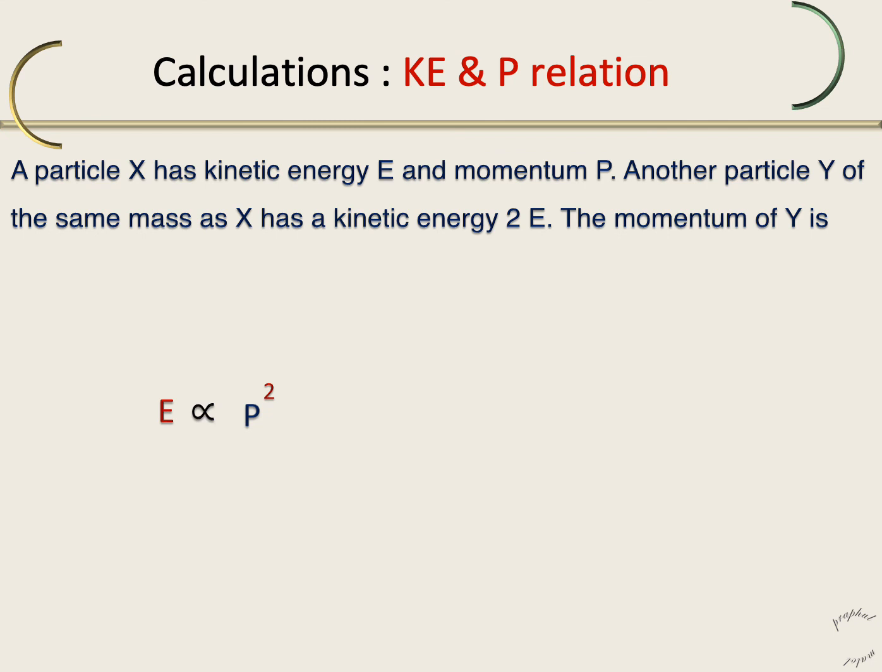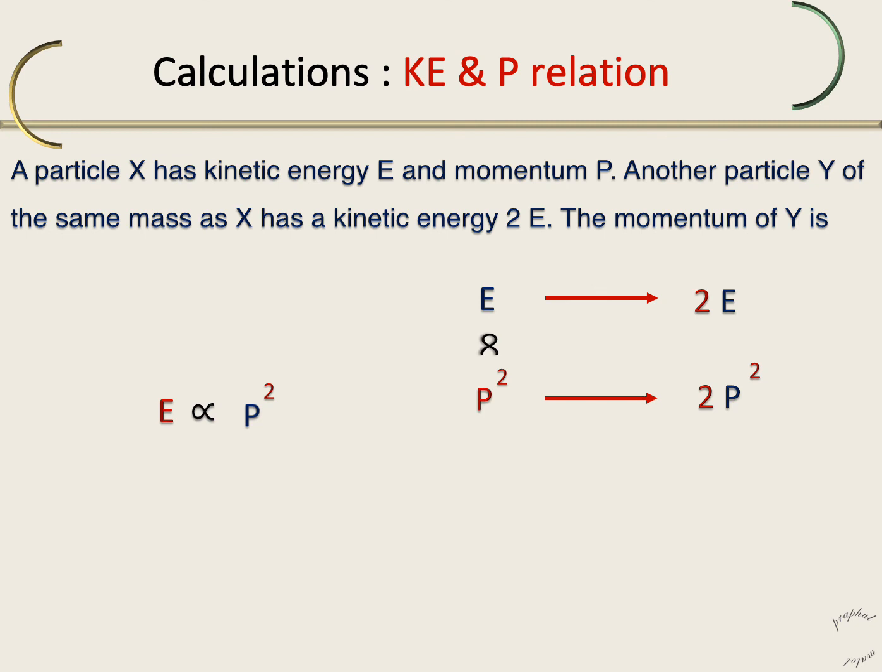Okay? So let's see. Here the energy is doubled. Now, you know energy is directly proportional to P square. So whatever change happened to energy, same change should happen for P square. Means P square will also increase by 2 times. So P square is doubled. But the question doesn't ask for P square. The question asks what will happen to P, not P square.